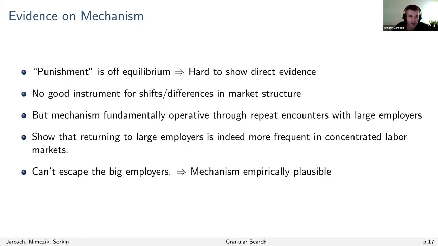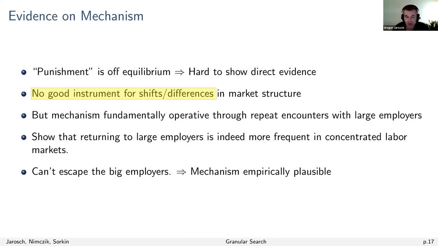And I think the literature now agrees that, at least so far, we haven't really found any good IVs for shifts in market structure or market power. But we note that the fundamental mechanism in this paper is really operative through repeat encounters with the large employers in town. So the basic notion is that you can't quite escape the big players.